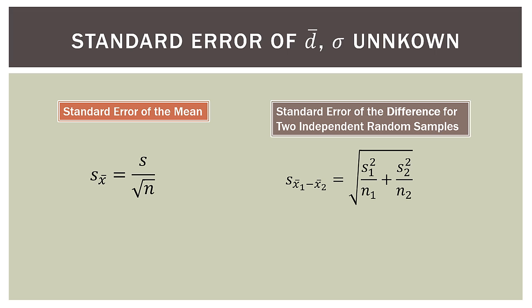So on the left, we have the standard error of the mean for a single sample. And then over here on the right, we have the standard error of the difference when we're looking at two independent random samples. Now we can rewrite that as s sub d bar equals the same thing. Because remember, on the right here, the subscript with the s means the same thing.